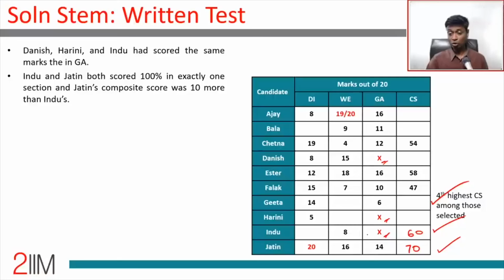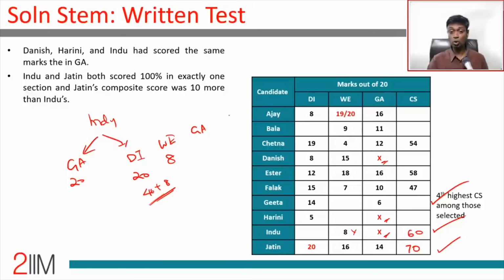Now let's look at this. We know that Indu has scored 20 in one of the 3 sections. It's not this. So either for Indu, either GA is 20 or DI score is 20. If her DI score were 20, her WE is 8, then her GA score should be 20 into 2, 40 plus 8 she has got from just these two. Her total composite score is 60. So 40, this should be 12.